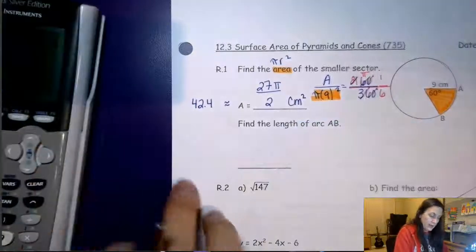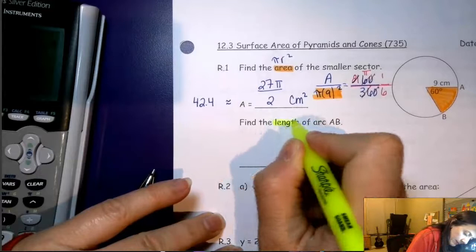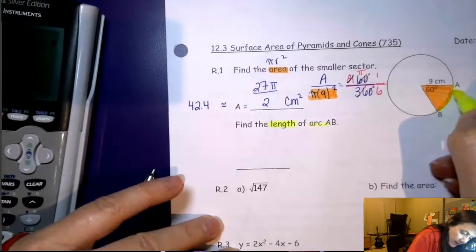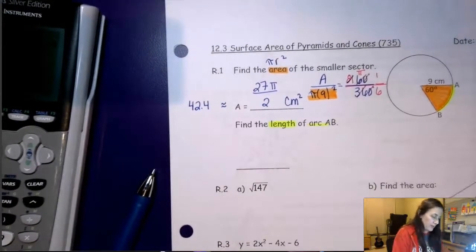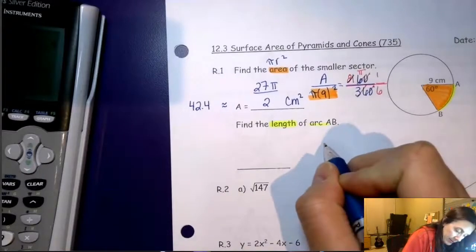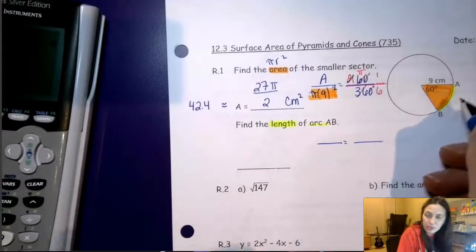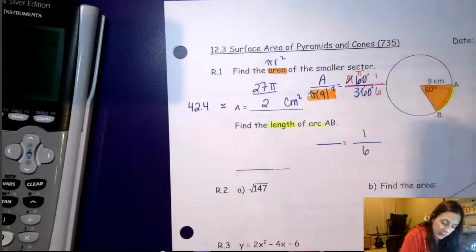Okay, the next one is an extension of it. Now we want to find the length of arc AB. Well, arc AB is this right here. And if I want length, that means I want part of the circumference. So I'm going to set up basically the exact same problem. We still have 60 over 360, which I already know is 1 over 6. So I'm just going to write 1 over 6 because it's the same.